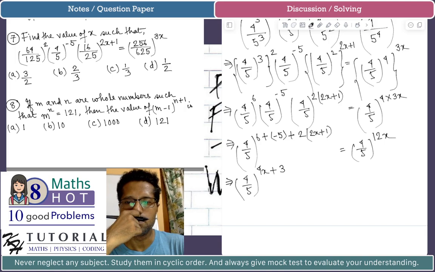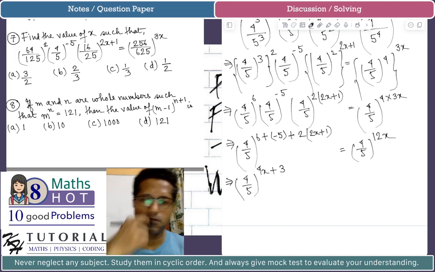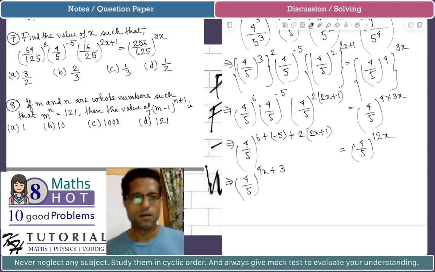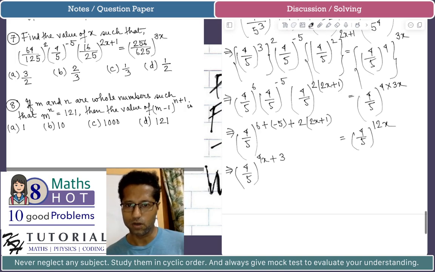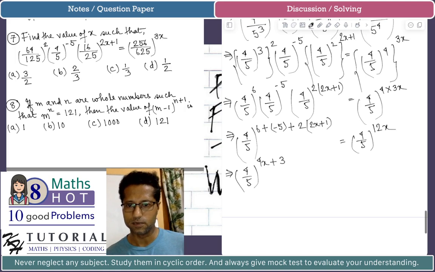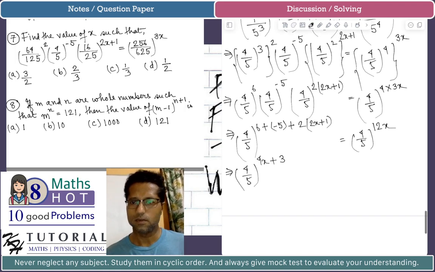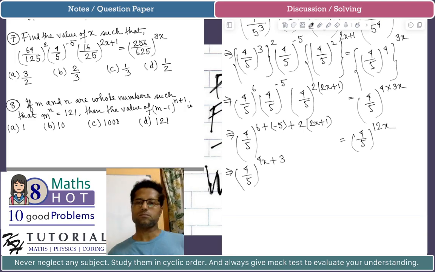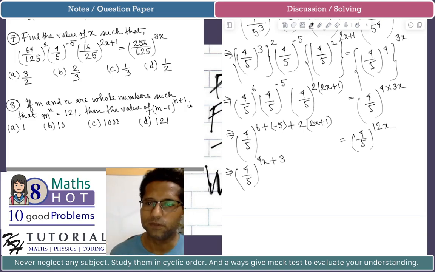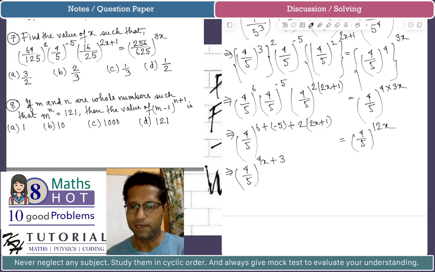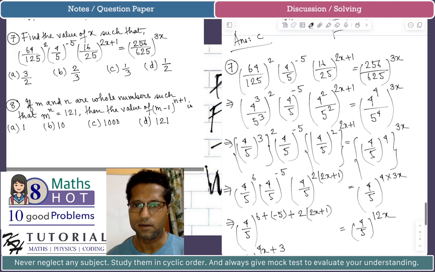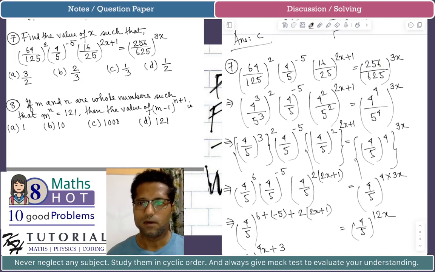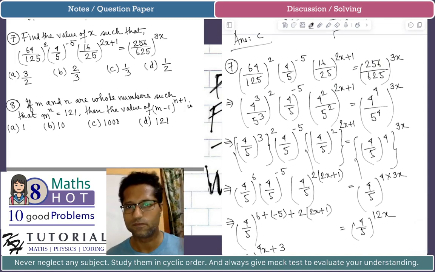So 8x equals 3, x equals 3 by 8. If I solve for x, I will get x as 3 by 8, which is not in the choices. So I think I have made some mistake. Let me quickly check once again all the steps from the beginning.